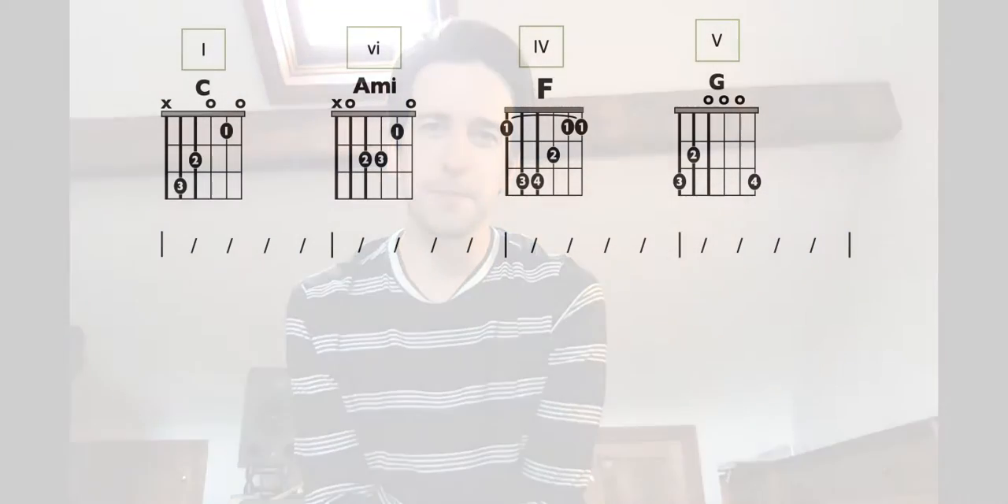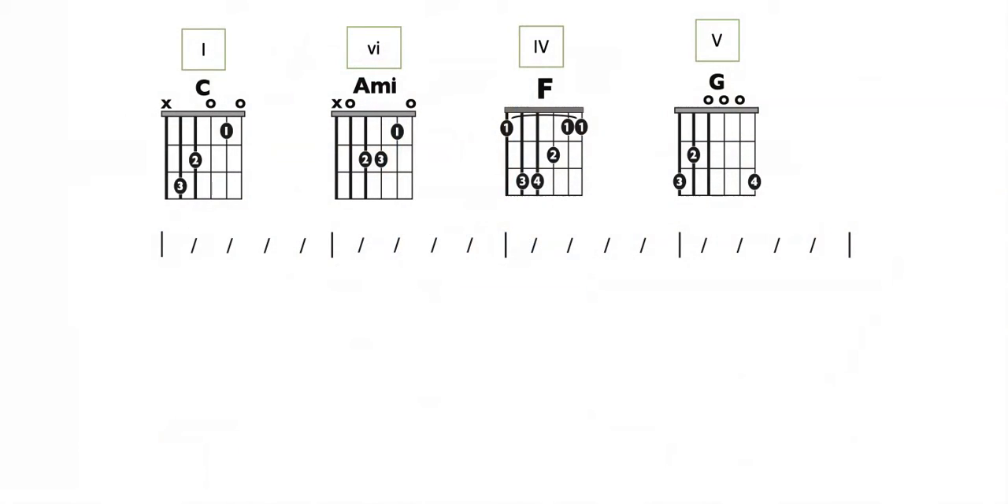Welcome to today's lesson on chord substitution, trading one chord for another. So let's just say we have these four chords: C, A minor, F and G. You've written these four chords: C, A minor, F, G. So it's a basic chord progression and there's nothing wrong with that.